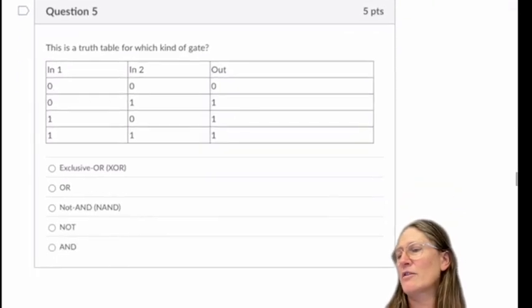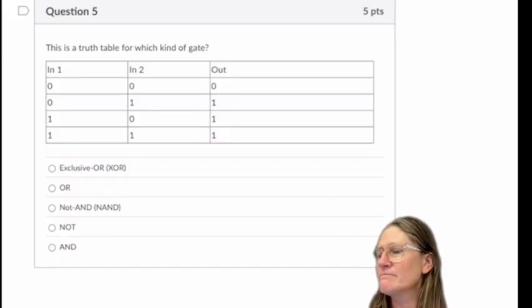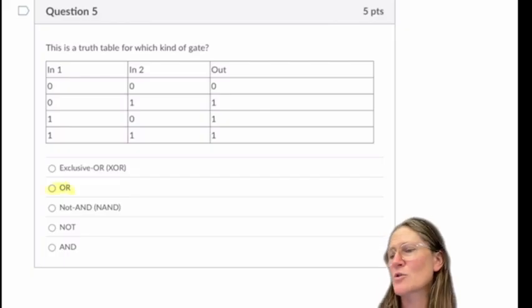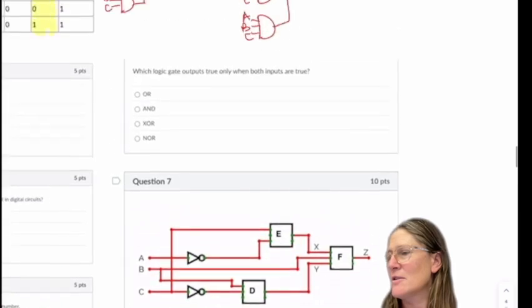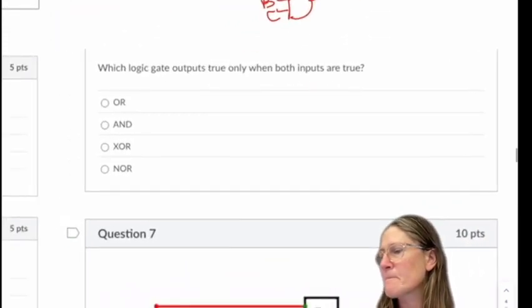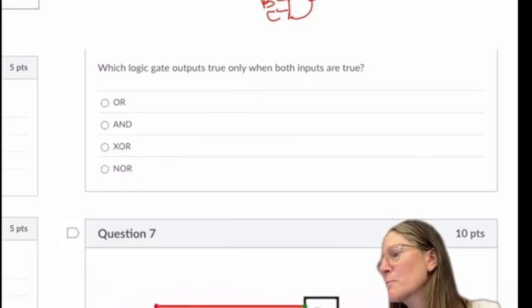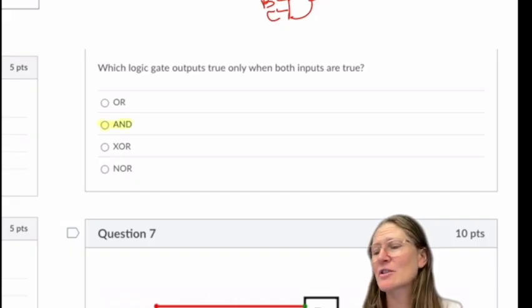All right, what kind of a gate is this for a single gate? Correct, it's an OR gate. Which logic gate outputs true only when both inputs are true? I heard somebody say it loud. AND gate, correct.